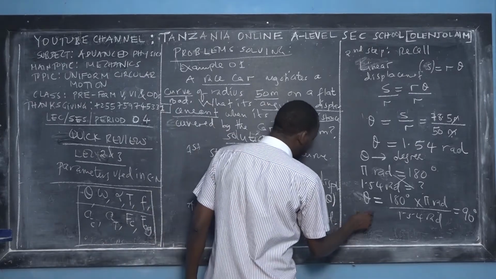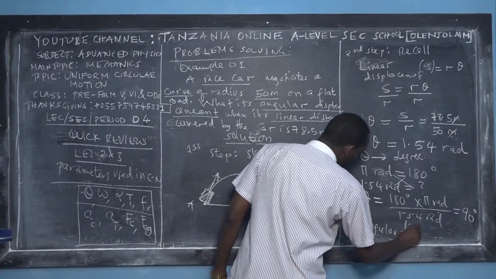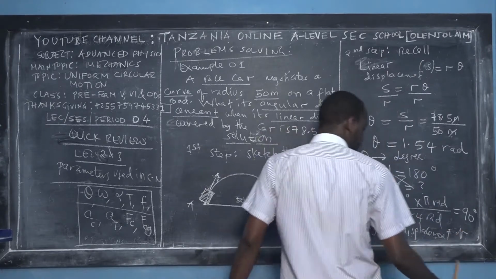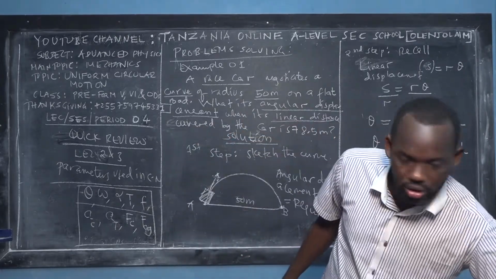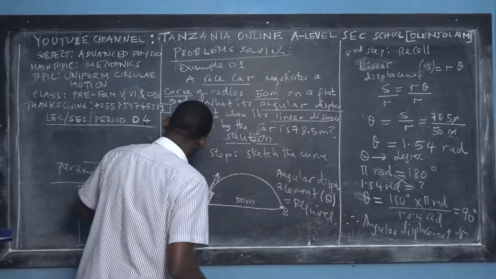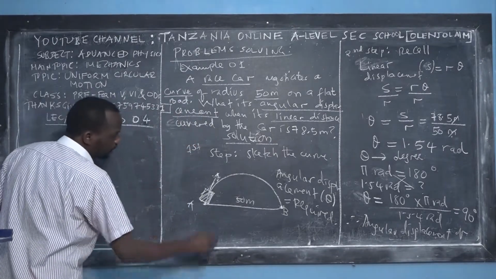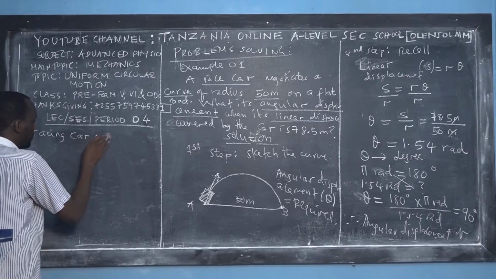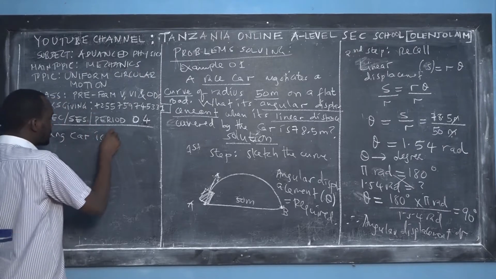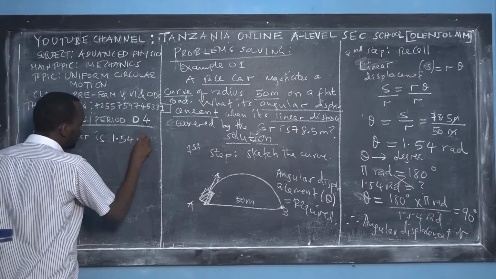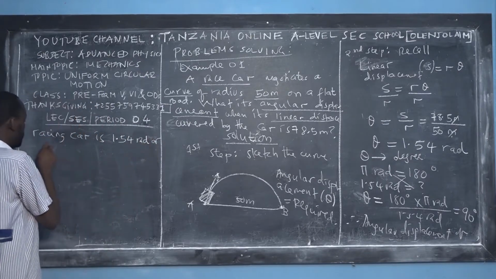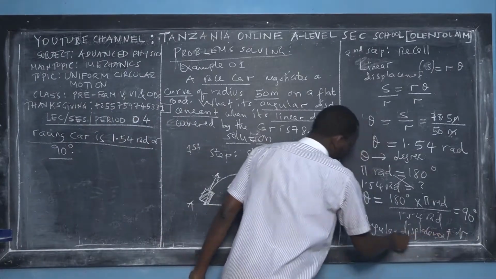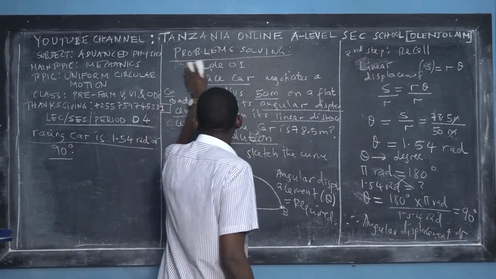So therefore, we say that the answer to this question, the angular displacement of the racing car, is 1.54 radians, or this is equal to 90 degrees. So that is the response. Then we can go to another example.